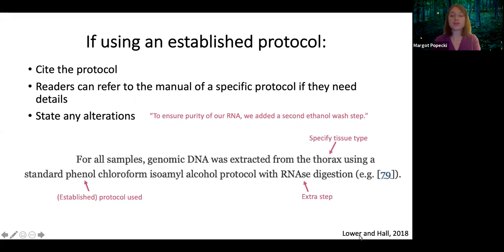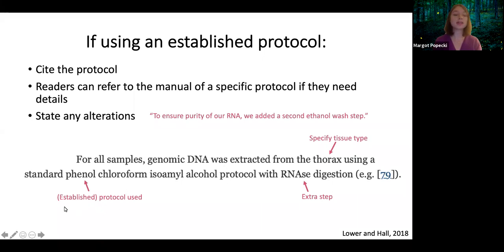In this example from Lower and Hall, they're talking about extracting genomic DNA from fireflies. So they're specifying what they did. They extracted DNA from the thorax. So here they're being really clear about what tissue they extracted DNA from. And the reason that's important is because, again, if someone were to replicate this, well, they might get a higher DNA concentration by extracting DNA from the thorax as opposed to a leg tissue. So by clarifying that, they're making it easier for someone to replicate this work.